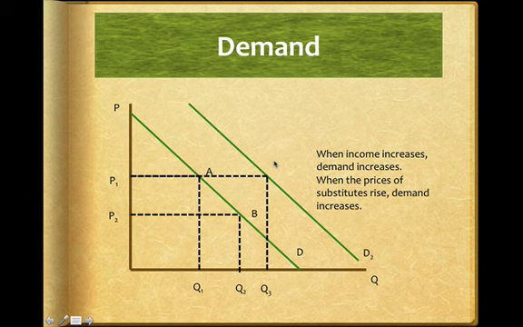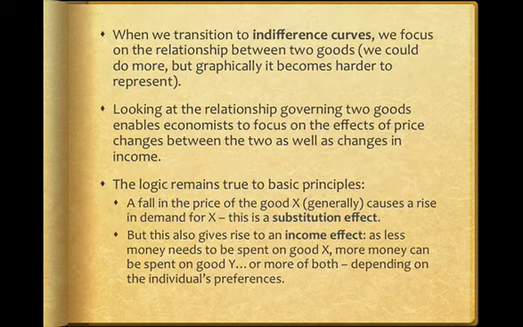Now, this is what we're fascinated by when we move to indifference curves, and we look at the relationship between two commodities. We could do more, but graphically it does become harder to represent in 3 dimensions, but the logic stays the same. Looking at the relationship between two goods enables us to focus on the effects of a price change between the two, as well as changes in income. Now, the logic remains true to basic principles.